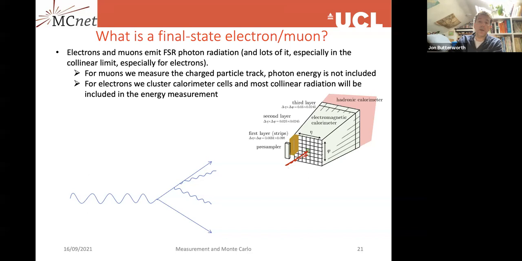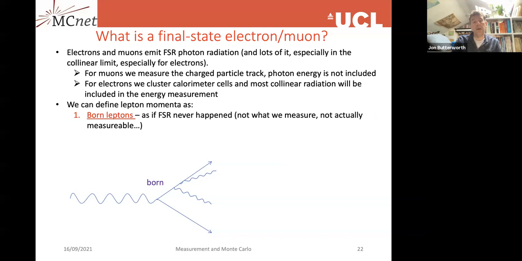Now, if there's a photon, as you see in the little diagram there, if the dashed line has been radiated very close to the electron, then it may well be included in the electron energy. Our cells have a finite size, so it might even be in the same calorimeter cell, or it might be in a neighboring one that is clustered together with it. So you need to make decisions about how you're going to treat this final state radiation.